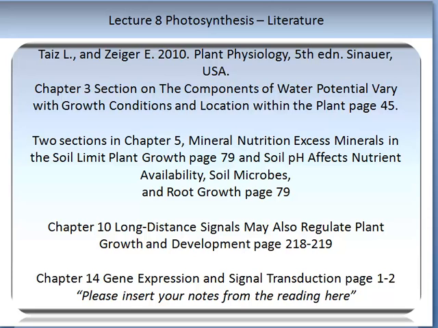I'd like you to read two sections in Chapter 5. The first is on mineral nutrition, excess minerals in the soil limit plant growth, on page 79, and the second is on the topic of soil pH affects nutrient availability, soil microbes and root growth, which is on page 79 also. I'd like you to read Chapter 10, the section Long Distance Signals May Also Regulate Plant Growth and Development, which covers pages 218 to 219.